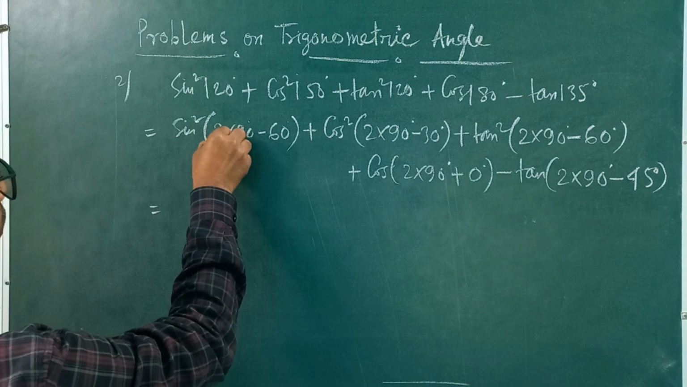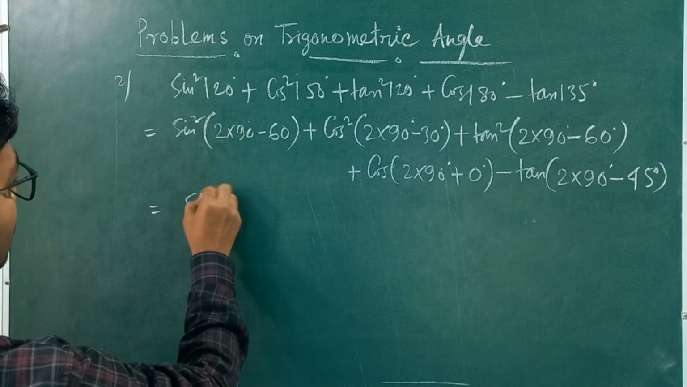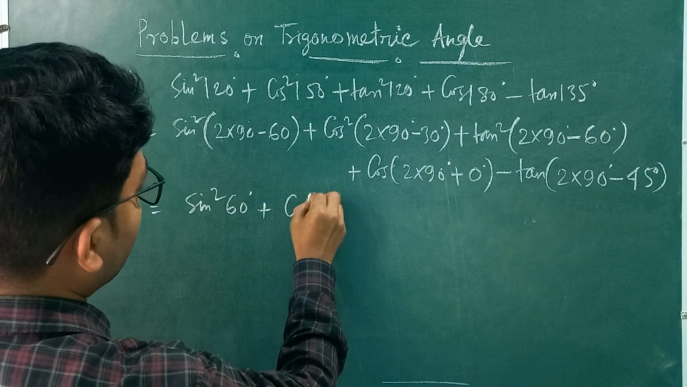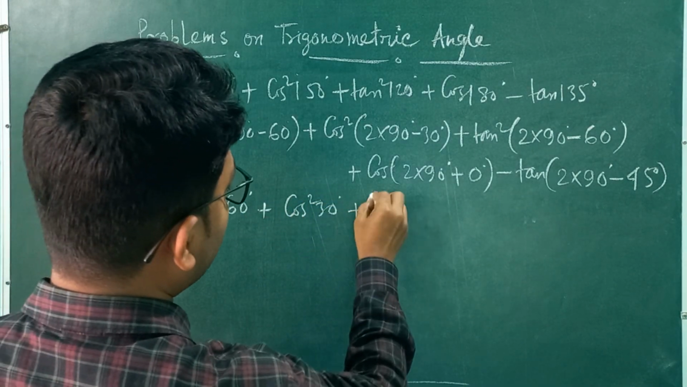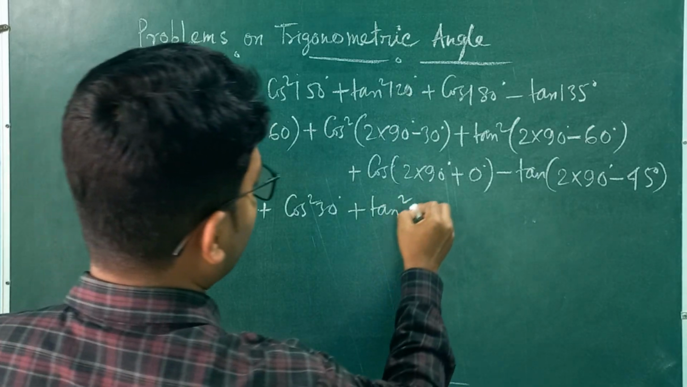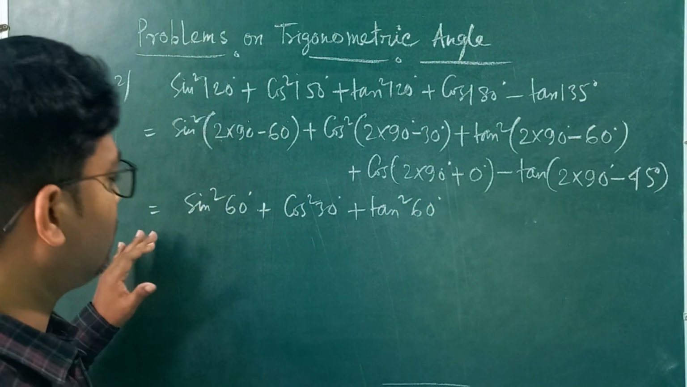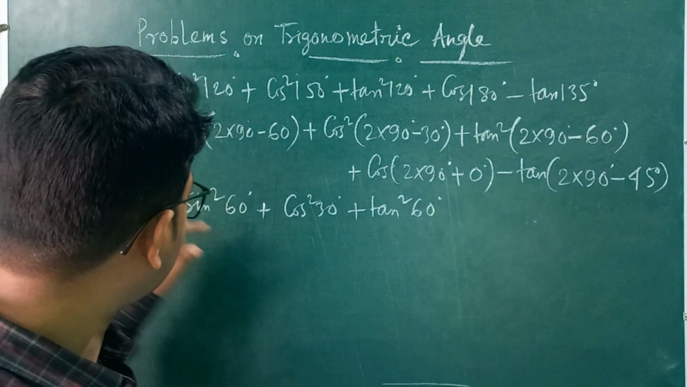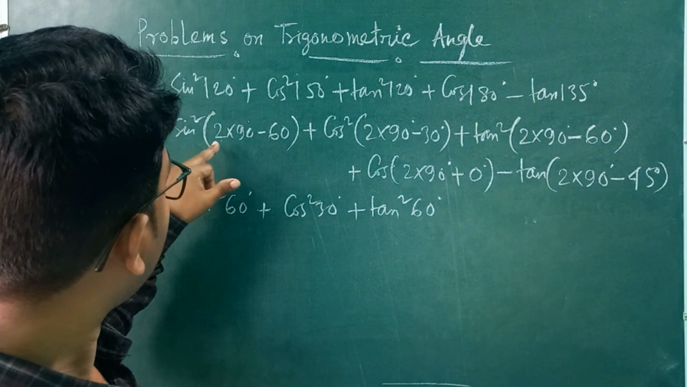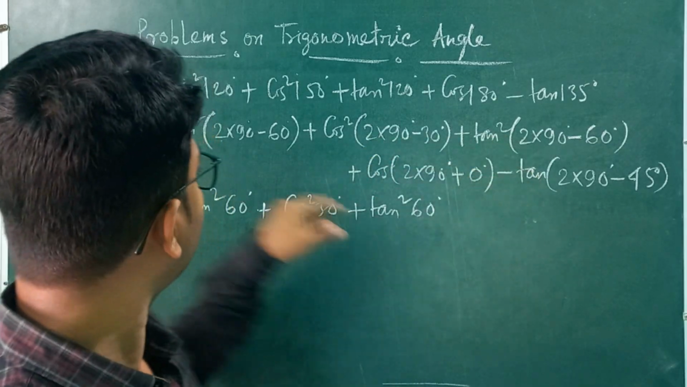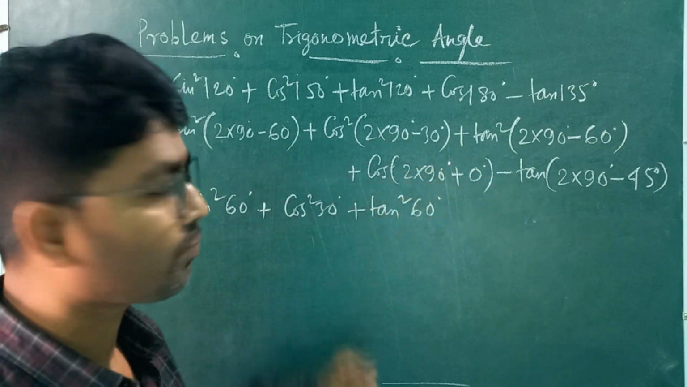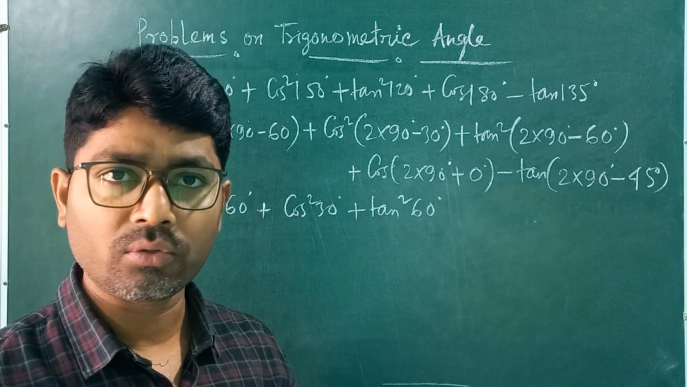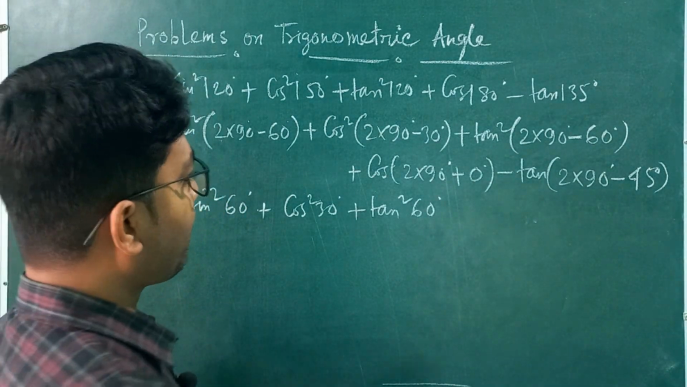So as this is an even multiple of 90, this becomes sine square 60 degree, this becomes cos square 30 degree, this becomes tan square 60 degree. The first three terms we can write so easily without checking positive or negative, because they are squares, and as we have taken an even multiple, the trigonometric ratio remains the same. Now for the last two terms we have to check the all sin tan cos rule.